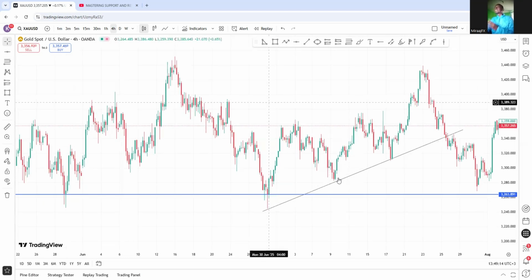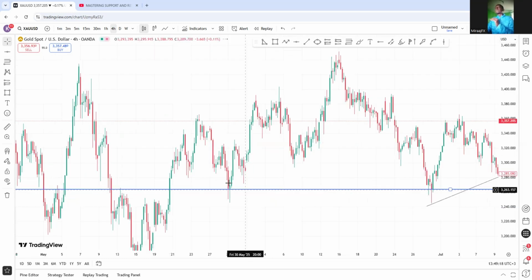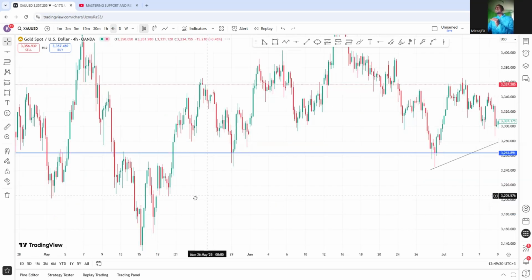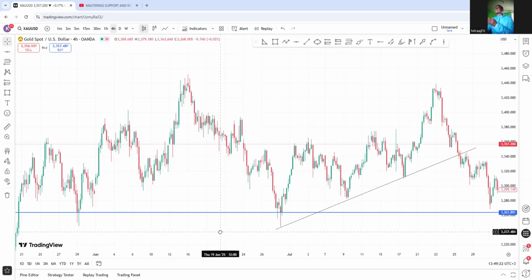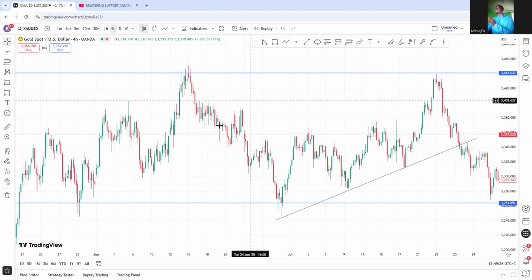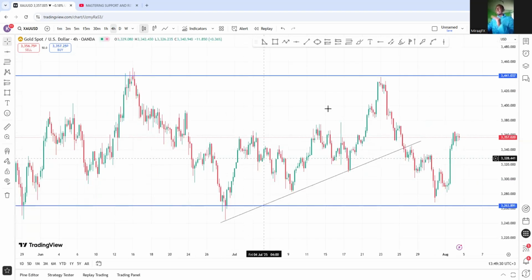But if you look at it carefully, you're going to realize that this is an area that was a very strong support from previous times. It is an area that the market is playing around from. And when you look at it also, you're going to realize this is also an area where the market is playing around, bouncing back up and down, up and down. This is an area of much interest.